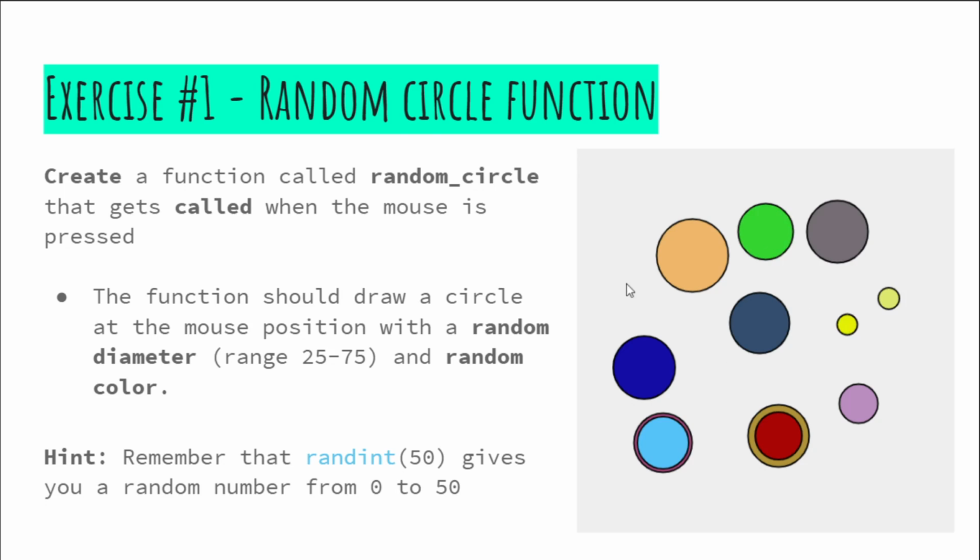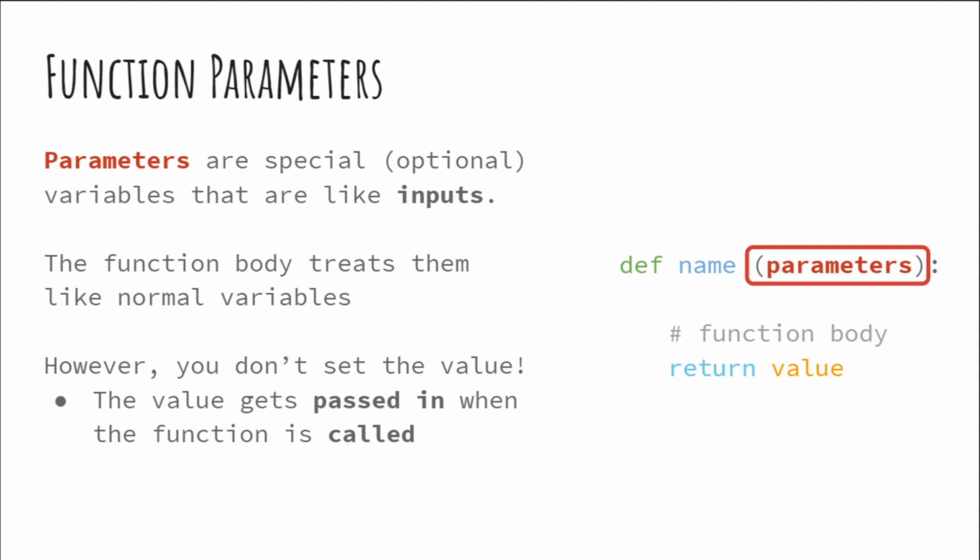So we will continue onwards and talk about function parameters. Most of the functions that we've been using without knowing they were functions accept inputs, and those are the parameters. When you write code inside a function, parameters are like special variables, and those are set by whatever you call the function with. Inside the function body, it treats them like normal variables, but the value gets passed in when you call the function.